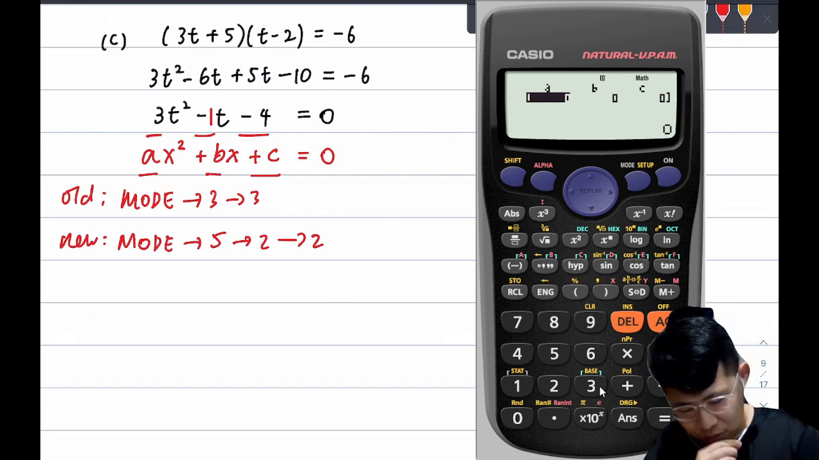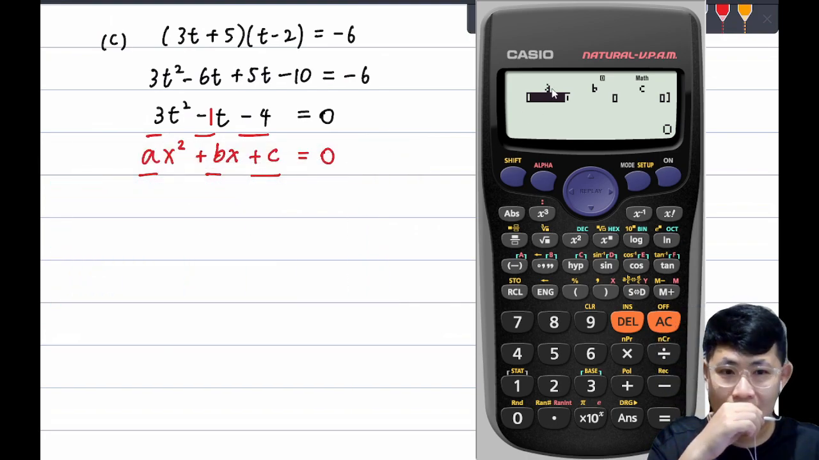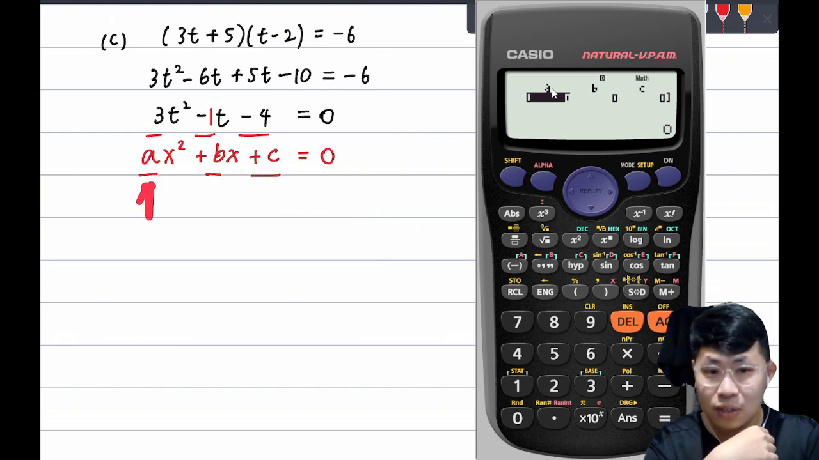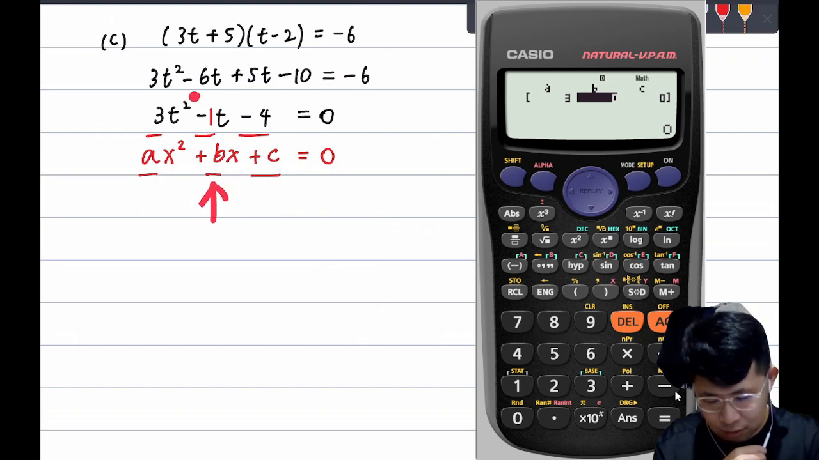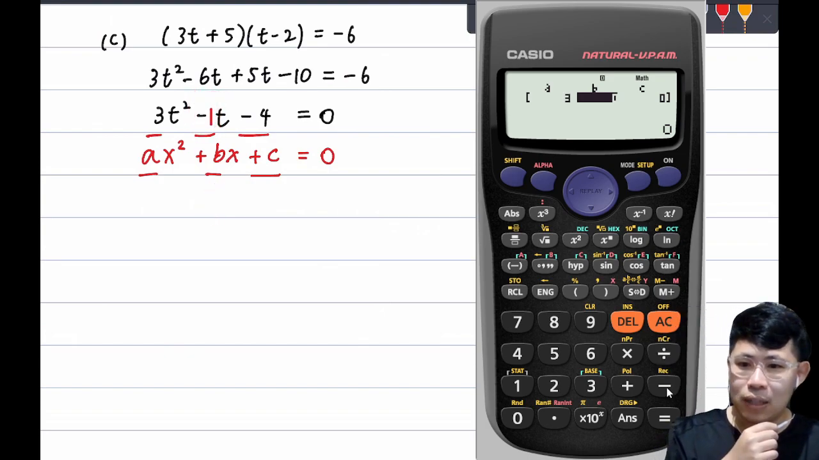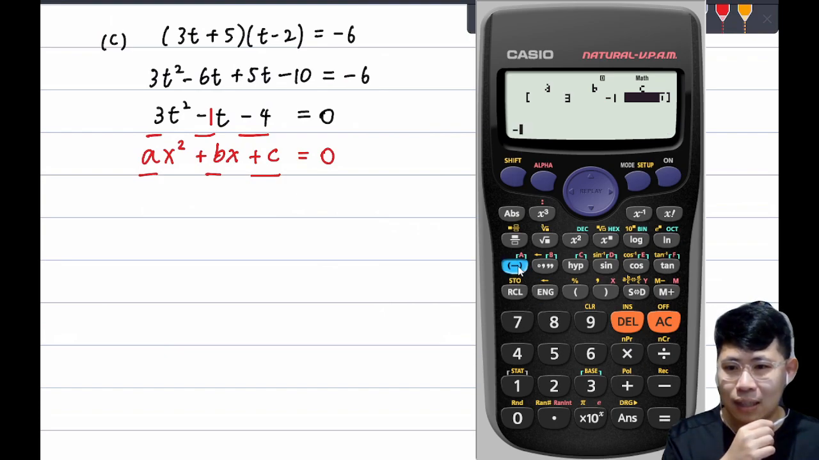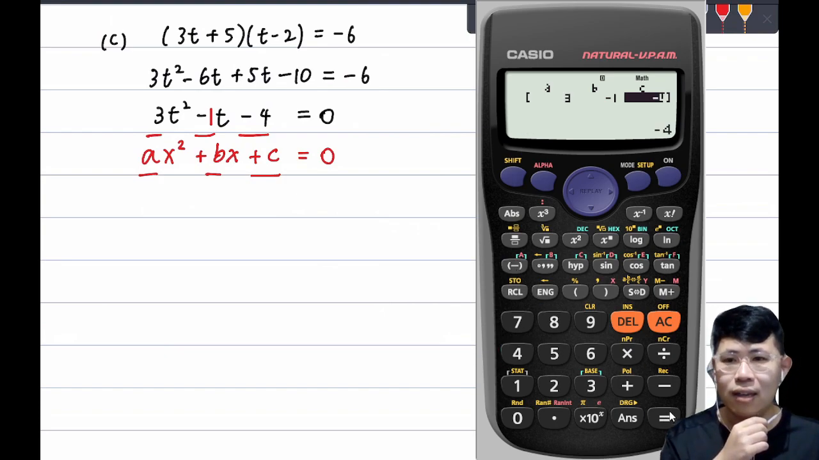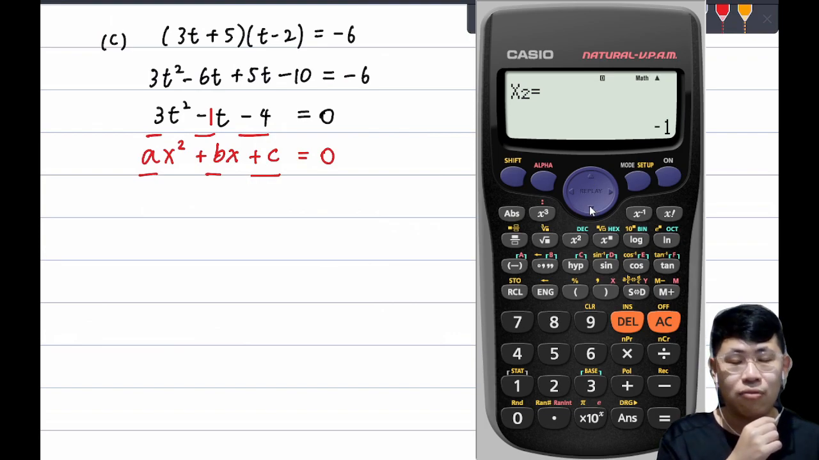Okay, let me remove this so that we can see what we're working on. Observe over here: a is this value, and a is 3, so let me put in 3 for a and press equals. For b, the value is negative 1, so let me put in negative 1 and press equals. For c, the value in the question is negative 4, so let me put in negative 4 over here. You press enter, and it will show you two answers. Previously, before we erased, it was 4 over 3 and negative 1, correct?